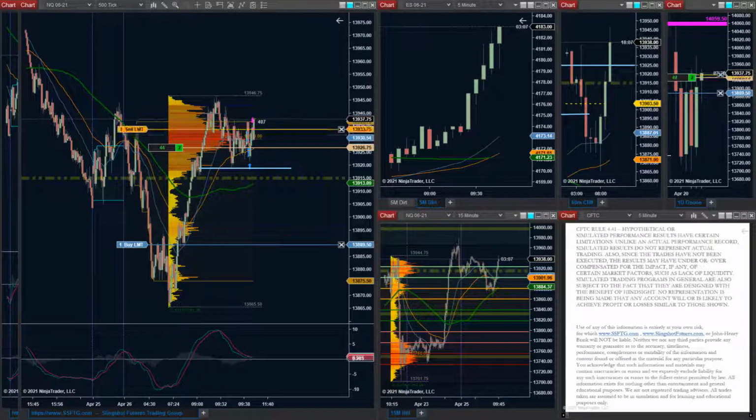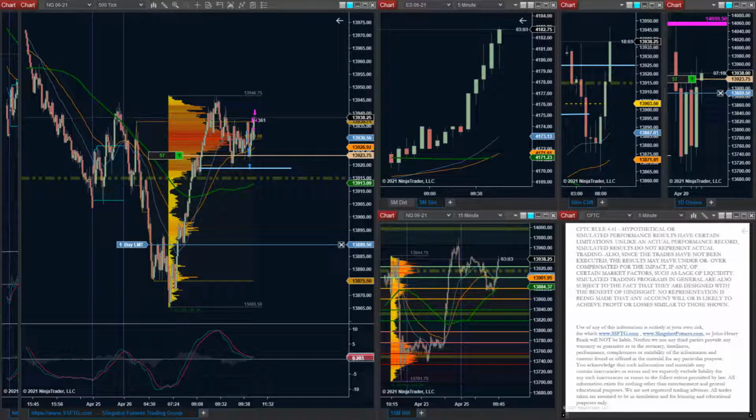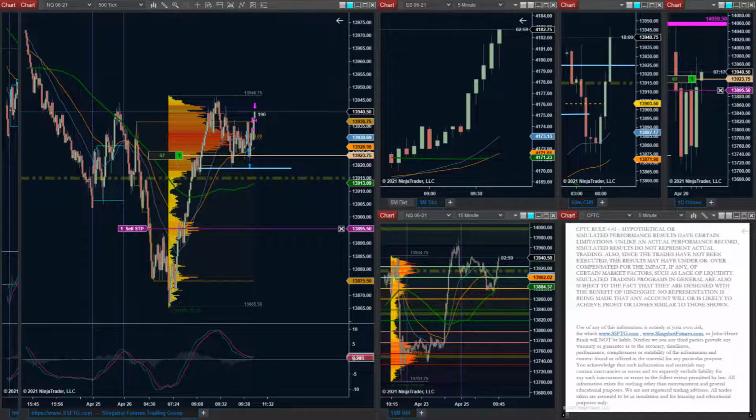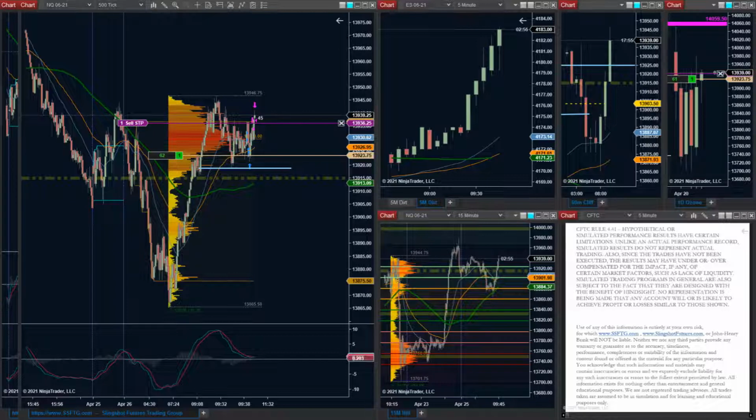Right back to the POC. I'll take the objective there. I'm okay with that. A little more continuation. See if they can drive this bad boy to the upside. These shorts are stuck. Stop is further up. See if we can trail it.